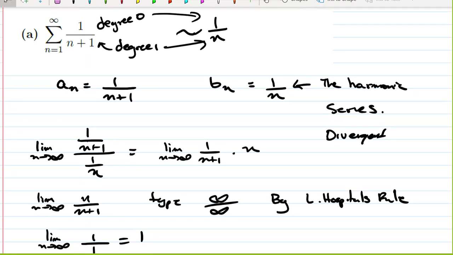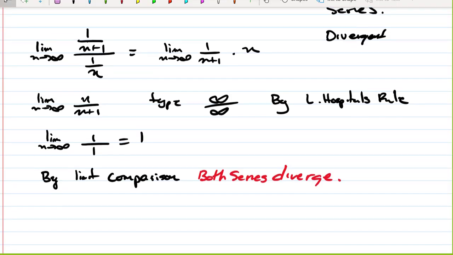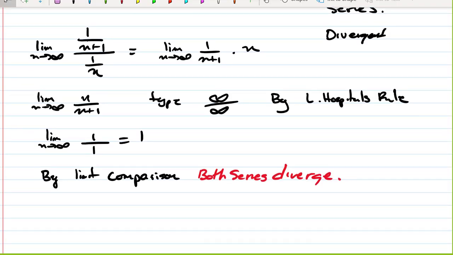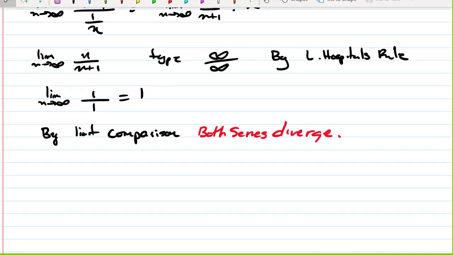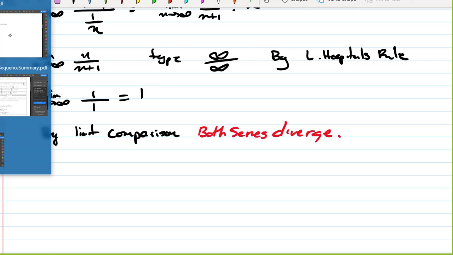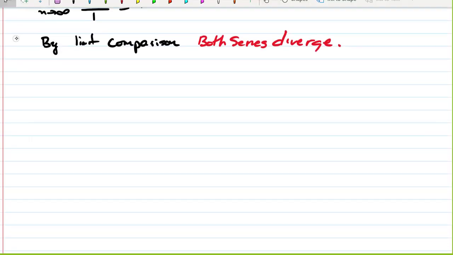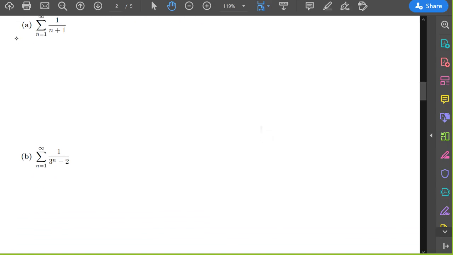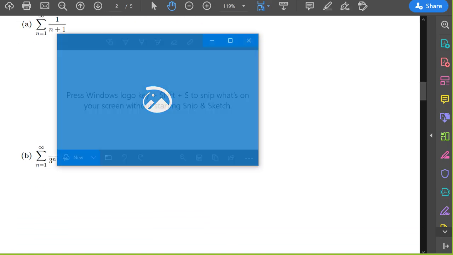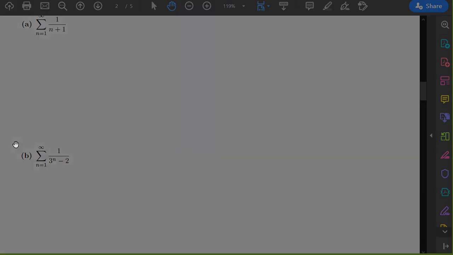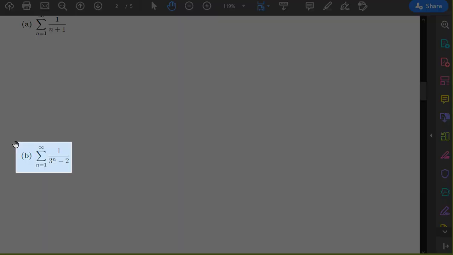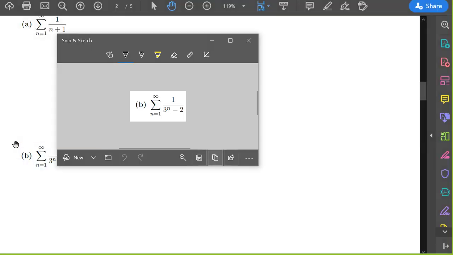So if we would have been comparing it to a convergent series, since they share the same fate, then both series would have converged. All right, so let's take a look at our next example. So we take a look at example B this time.